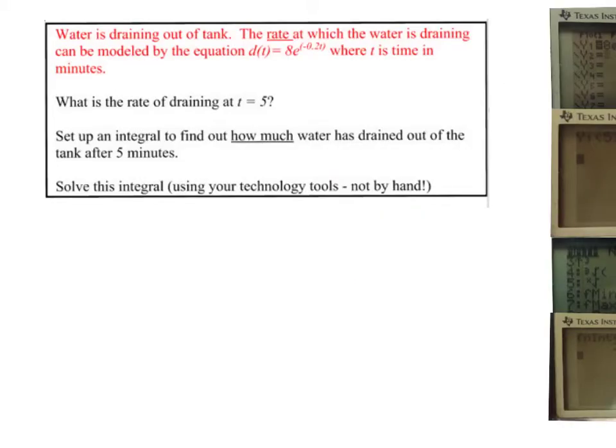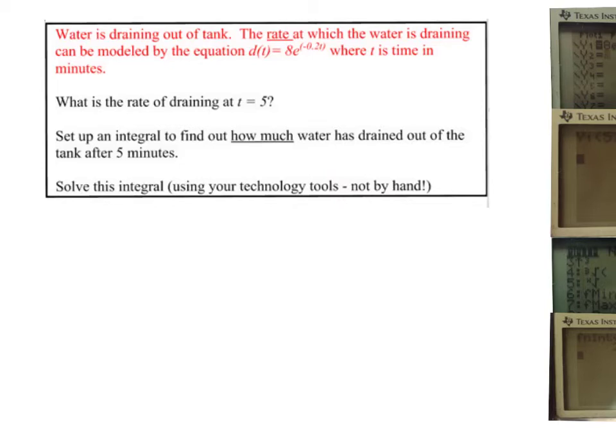Water is draining out of a tank. The rate at which the water is draining can be modeled by that equation. Now, the integral, we've done a lot of work with velocity and saying, if you want to know how far, you find the area or integrate the velocity. But it works for any rate. And here we have a rate at which water is draining out. So the integral or area under this rate equation would tell me how much water is drained out. So it works for any rate equation. It's just a matter of keeping all your functions straight.